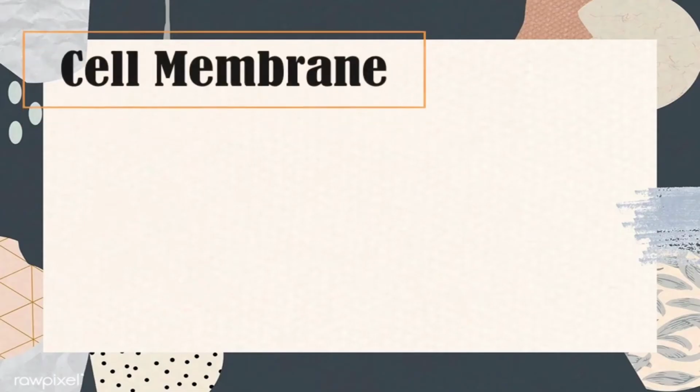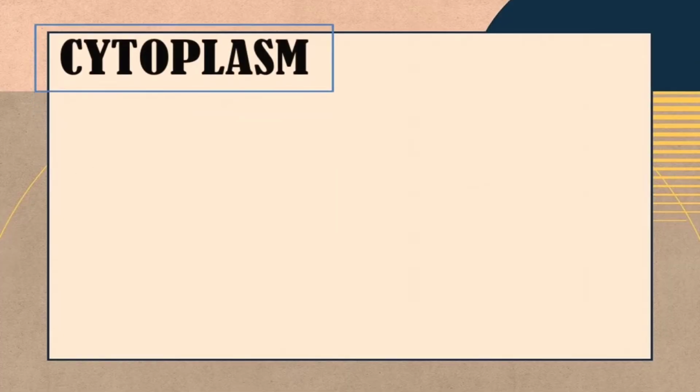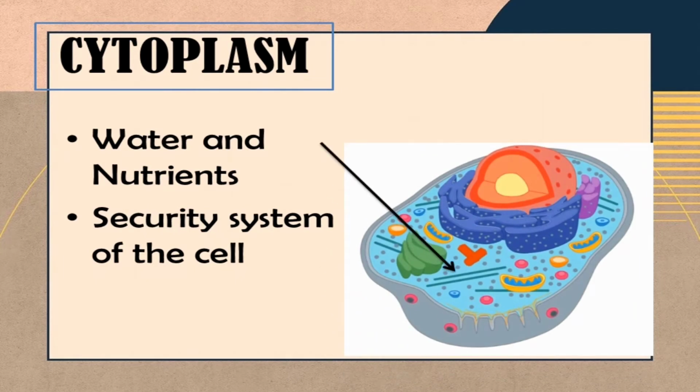First, the cell membrane. The function of the cell membrane is to enclose and protect the cell organelles. It also has selective permeability, which means it chooses what molecules come in and out of the cell. Cytoplasm is a gel-like material that contains organelles and is enclosed within the cell membrane. Each eukaryotic cell has a solution of water and nutrients called cytoplasm. It is also the security system of the cell, surrounds and holds other organelles in place, and pushes out on the cell membrane to keep its shape.